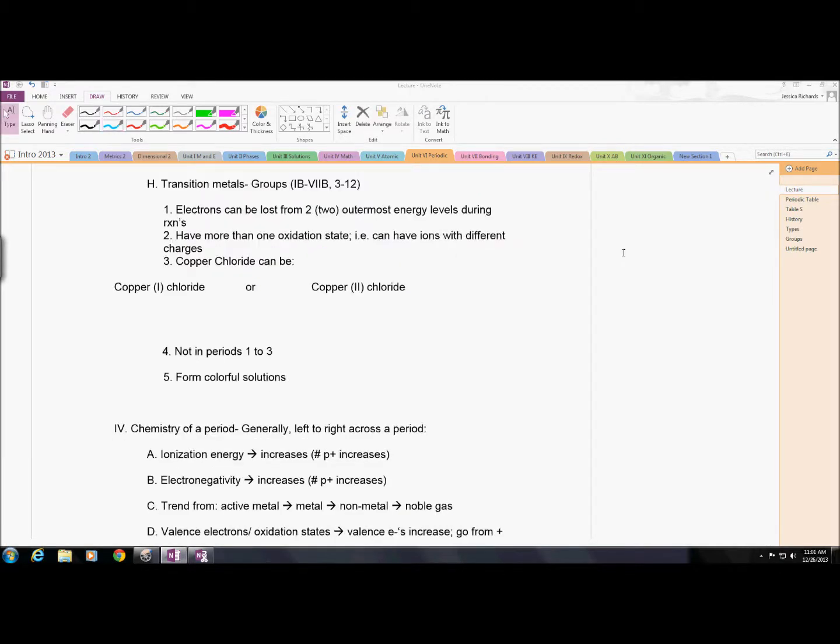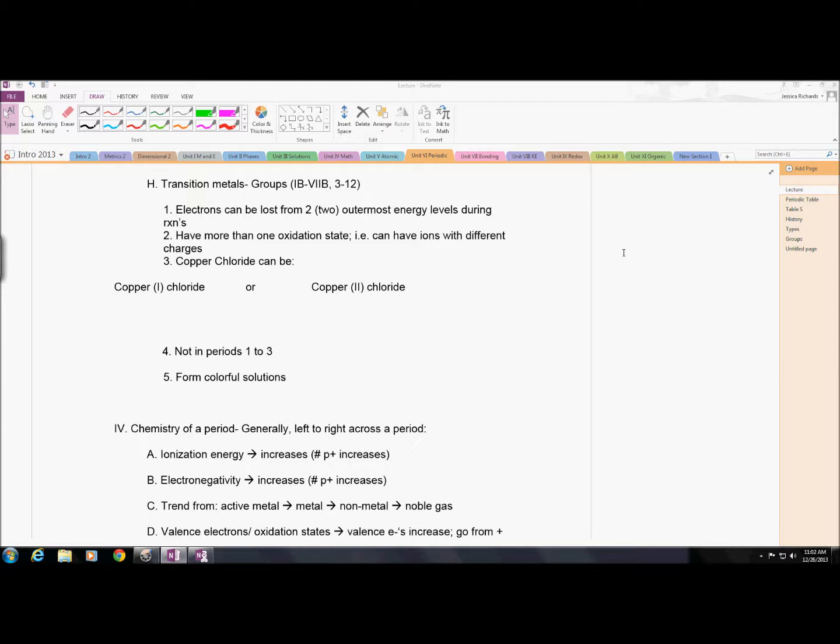The transition metals aren't just one group. They're going to be groups 3 through 12 on your periodic table. And again, they should already be labeled on your table from when I labeled your periodic table before. What makes them different and special is that they don't just lose electrons from their outermost energy level, not just from s and p orbitals. The transition metals can also lose electrons from their d sublevels. So this is why they all tend to have the same number of valence electrons, 2 or 1. They tend to gain electrons and lose electrons from that d sublevel as well.